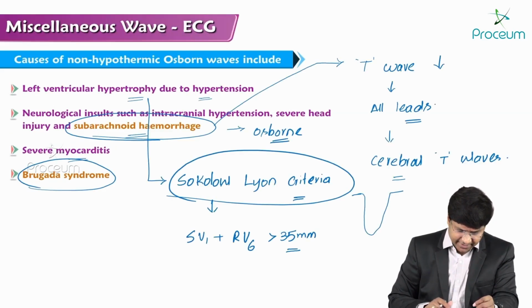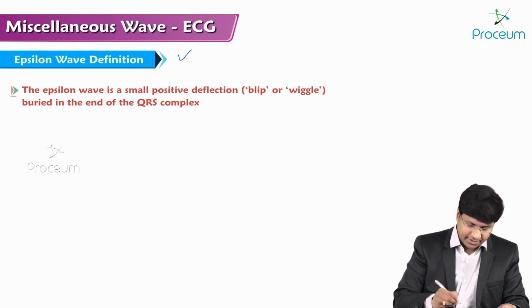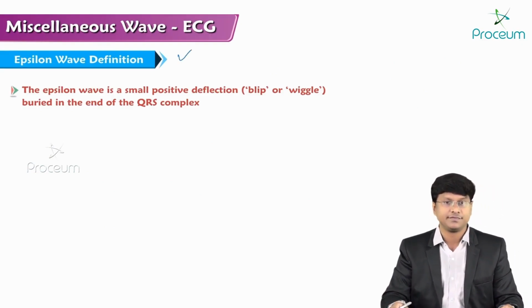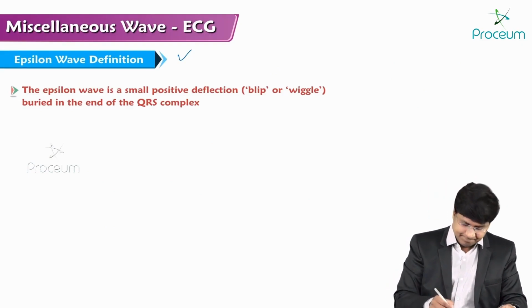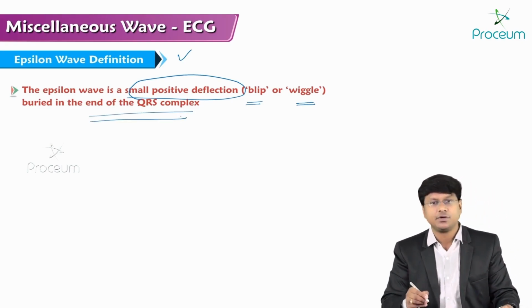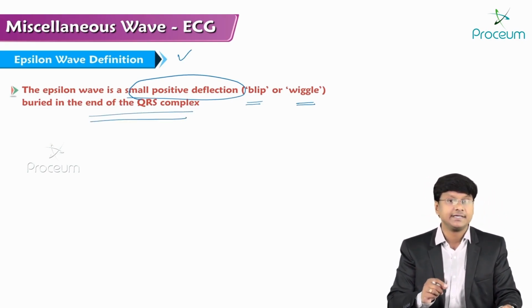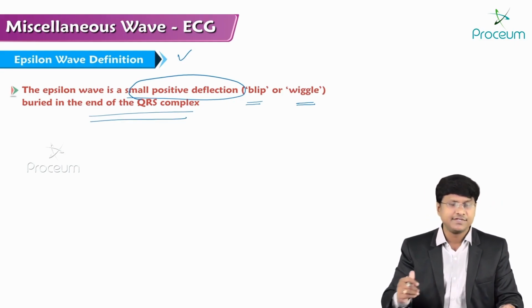Now, after having discussed this particular Osborne wave, the next important wave that needs to be discussed is the Epsilon wave. This Epsilon wave is also a small positive deflection, a blip or wiggle buried at the end of the QRS complex. That is your Epsilon wave. I will just show you that.